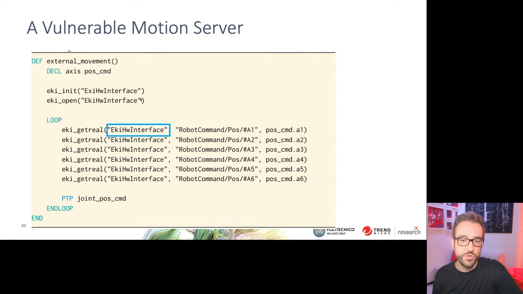Here's an example motion server. It uses the Ethernet KUKA hardware interface, which is essentially a network socket, to receive coordinates, 6 points, and then it passes these 6 points, which are essentially an array of real numbers, to the PTP program, which stands for point to point. The PTP function tells the robot to go from a certain point to another point, so the trajectory is calculated automatically.